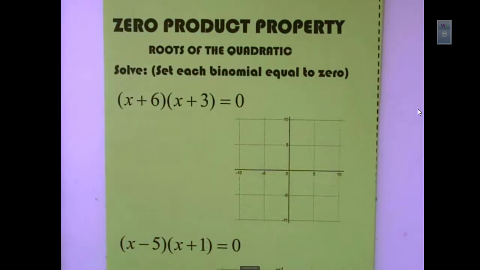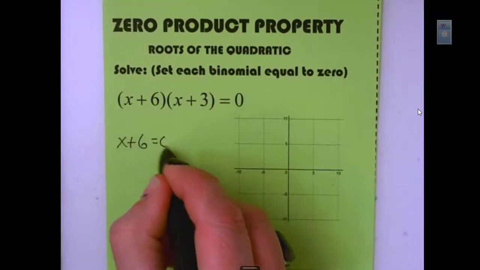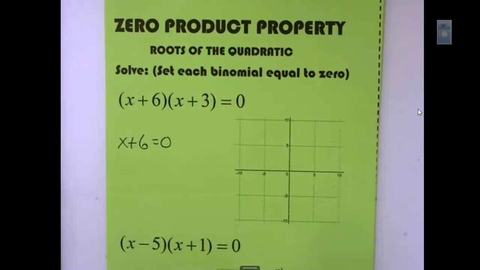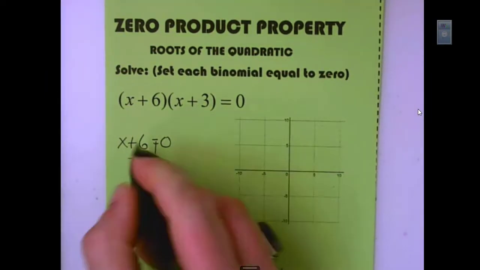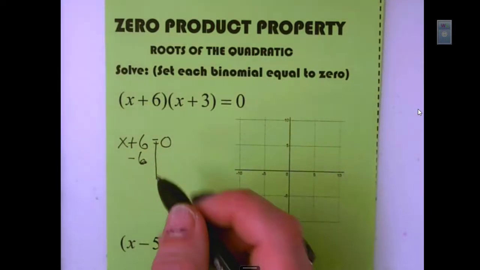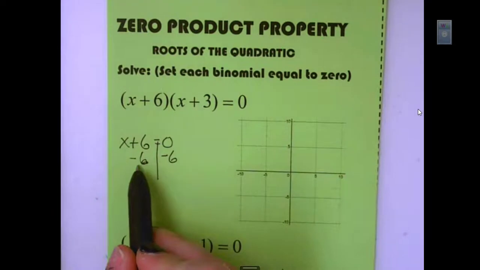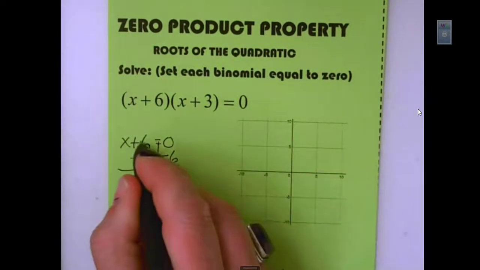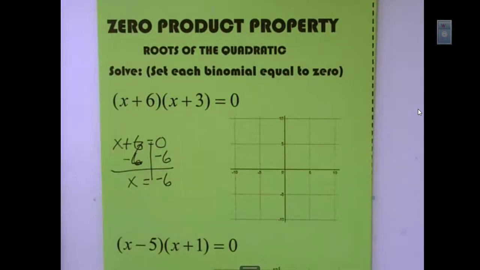All right, so I'm going to take x plus 6, the first binomial, and I'm going to set it equal to 0. And then I'm going to solve it. Like I said, it's just a real simple one-step equation. The inverse of add 6 would be to subtract 6. I know you've been doing one-step equations probably since 6th, 7th grade. Well, again, we need to know how to do that to do these advanced skills. If you do it to one side, you do it to the other. So x is going to equal -6. That's one of my values.